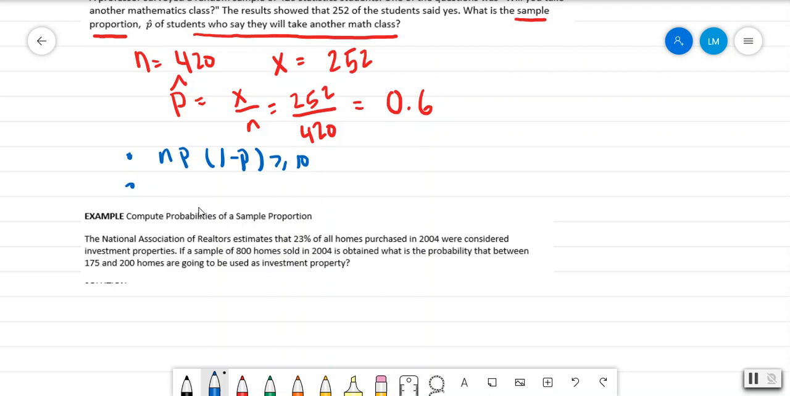Another characteristic by which we say that p hat is normal is that the sample size must be less than or equal to 0.05 of the population. This population size will be denoted as big N. Now, these are the conditions under which p hat is approximately normal. So we'll say that these two characteristics are so that p hat is approximately normal.